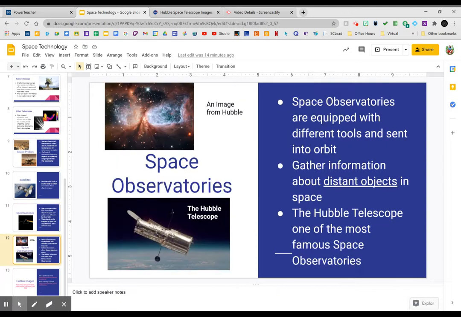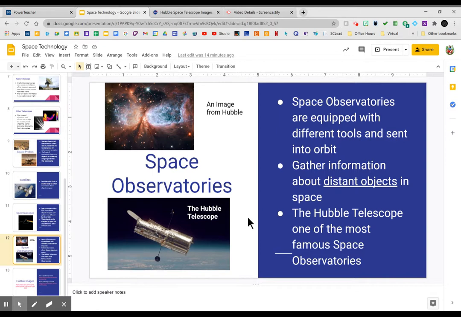All right? Now, the last type of technology we're going to talk about, and this one is the most fun in my opinion anyways, is space observatories. These are huge satellites, basically, that are sent into outer space to orbit around some object. Now, the most famous one and the one that's given us the most valuable information is the Hubble telescope.